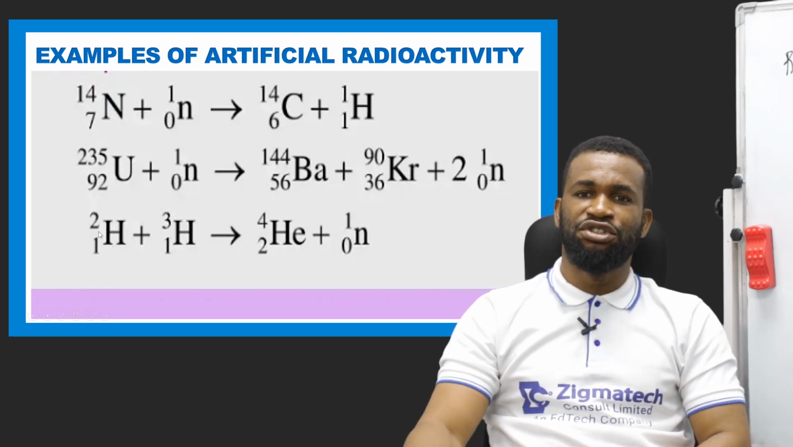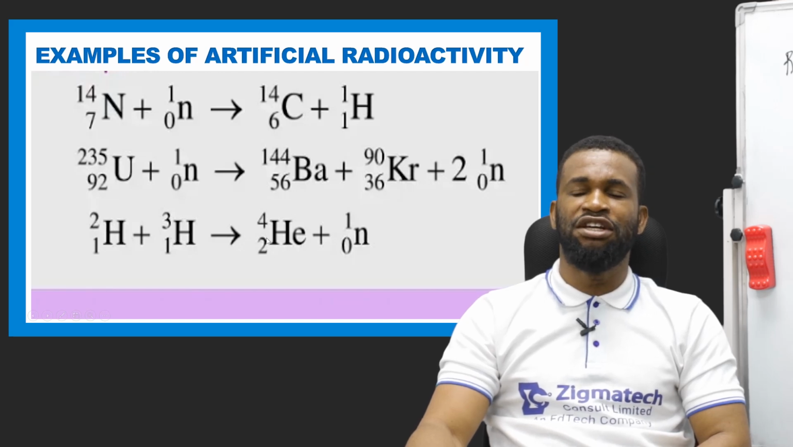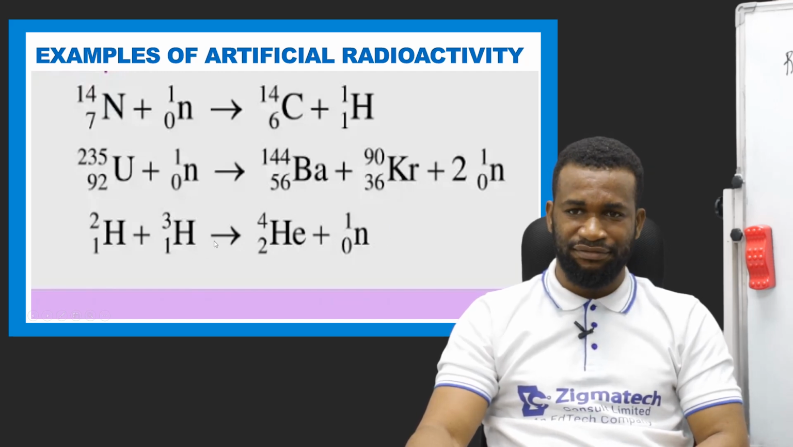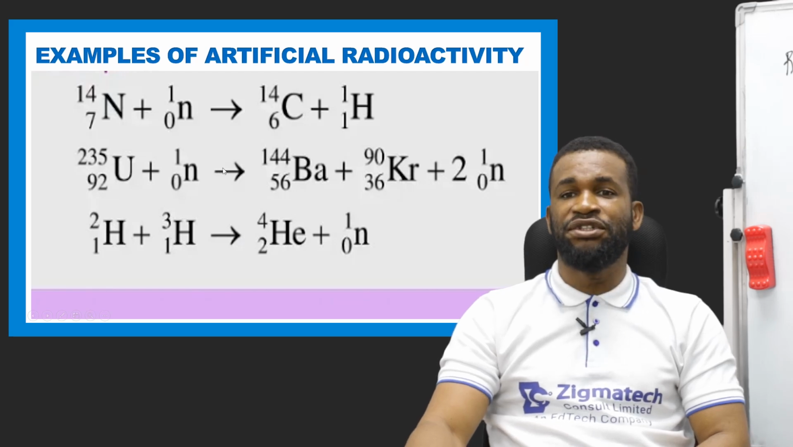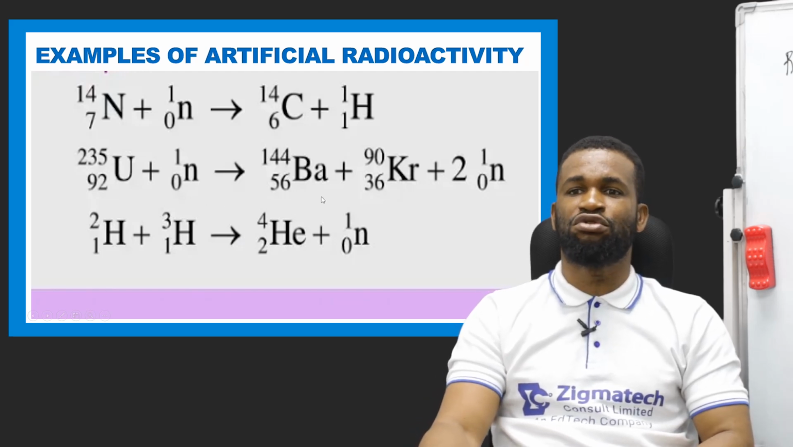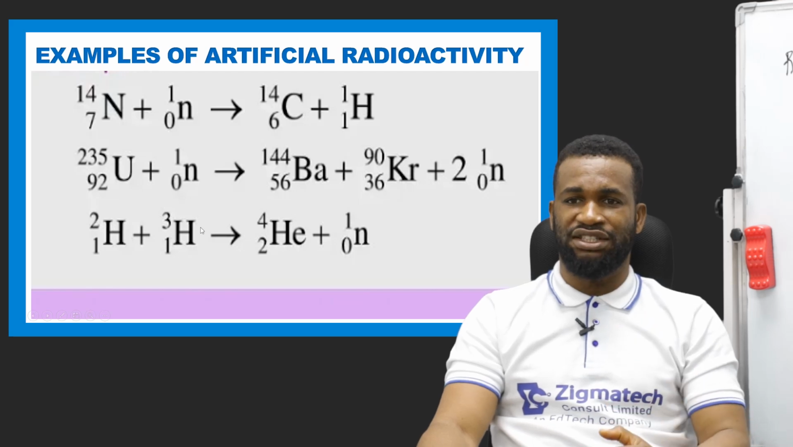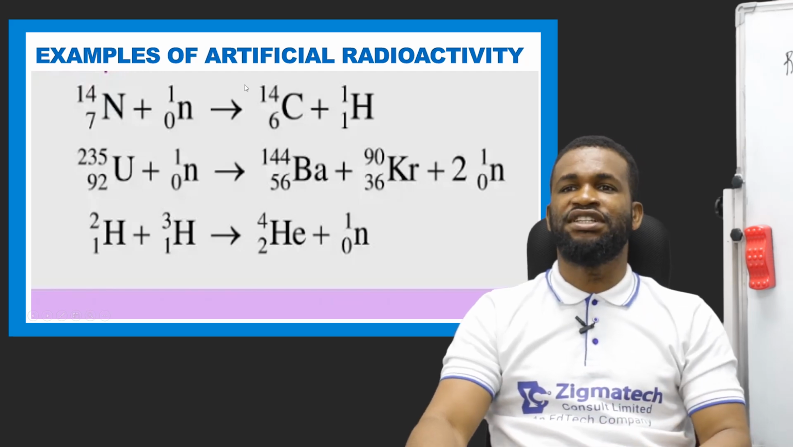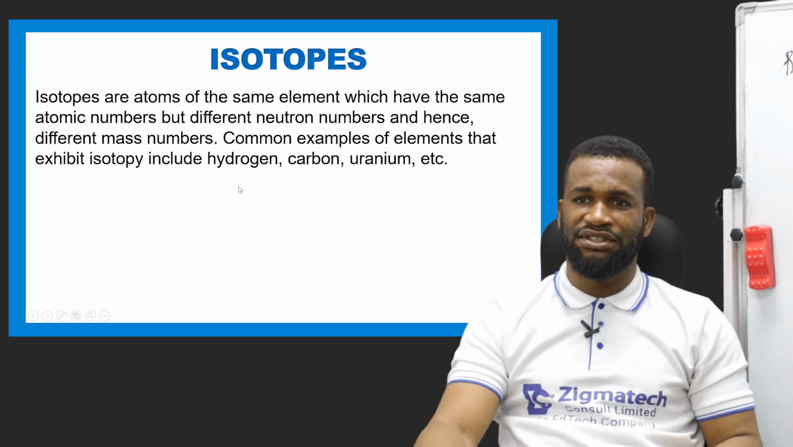So this one is deuterium, tritium. When they form together, they form a helium. In fact, this is what happens in the sun. Honestly, when we are studying fusion, we understand this is how the sun is continually producing energy through this process. So these are the examples of artificial radioactivity.